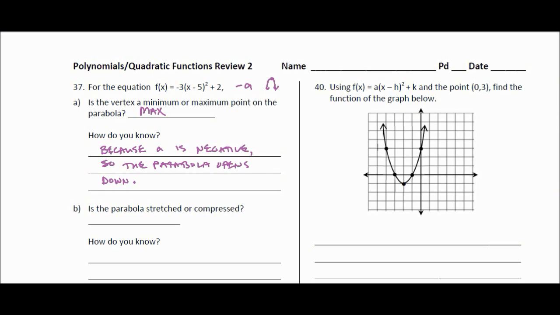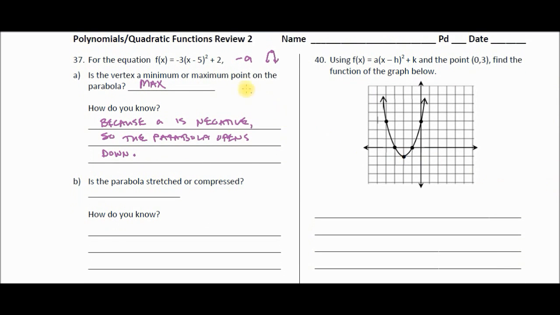Alright, so is this parabola stretched or compressed? We'll take a look at it. The absolute value of a is 3, and that's definitely greater than 1. And that means we have a stretch. Absolute value of a is greater than 1. We have a stretch. How do I know?